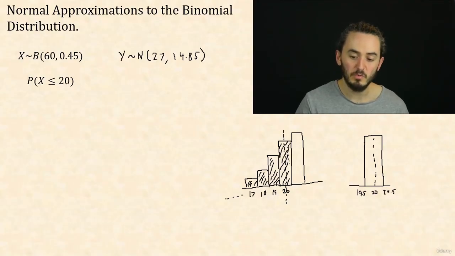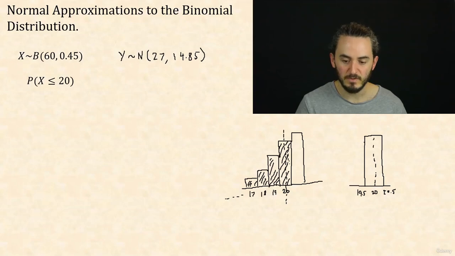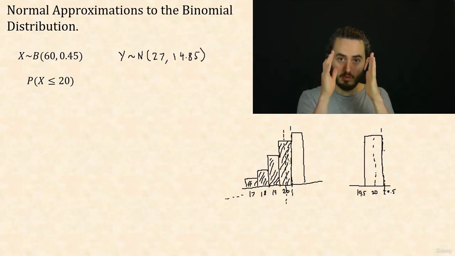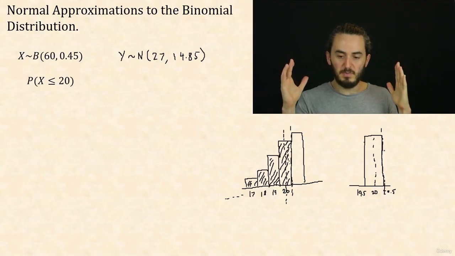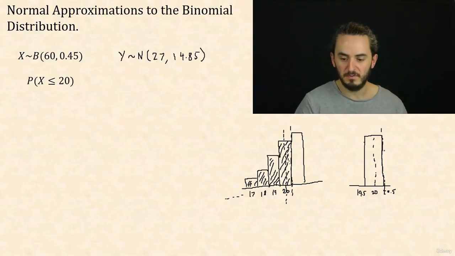So if we want all of the 20 bar and everything less than it, we've got to go not up to 20, but up to 20.5. Okay, because going all the way up to 20.5 will ensure that we capture all of the 20 bar, which goes from 19.5 up to 20.5.